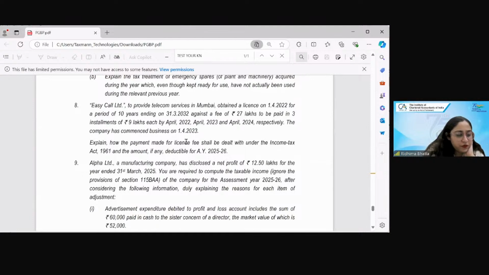The company has commenced business on 1 April 2023. So 1 April 2023 से 31 March 2032 तक 9 years हो. So technically for the previous year 24-25 3 lakhs का installment बना.